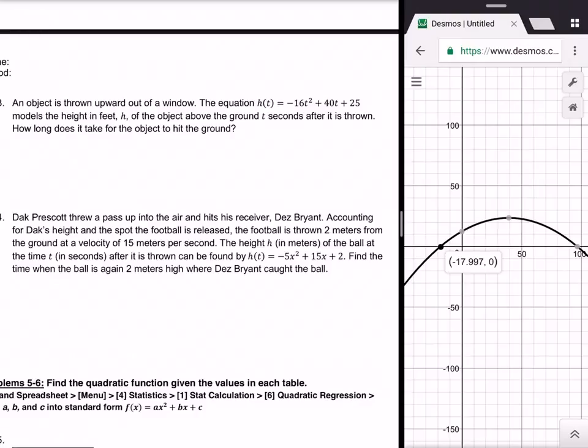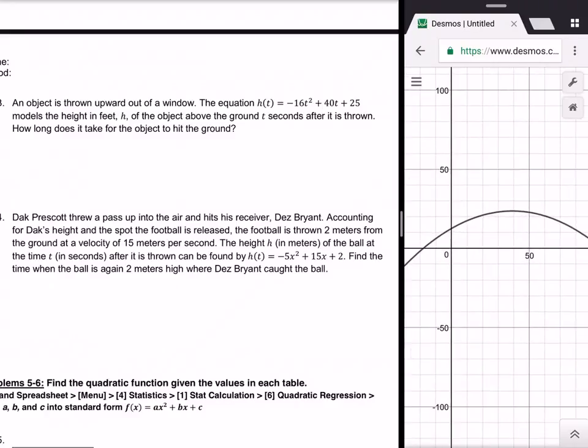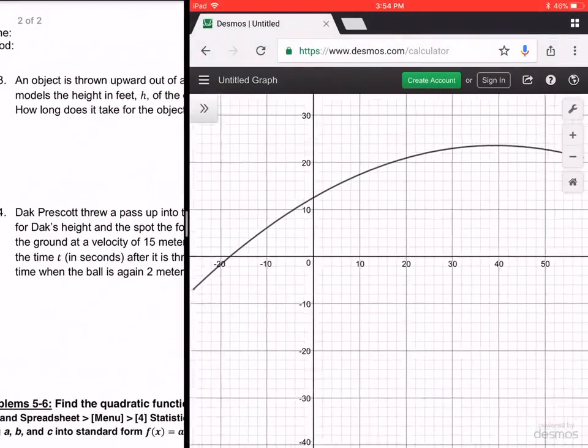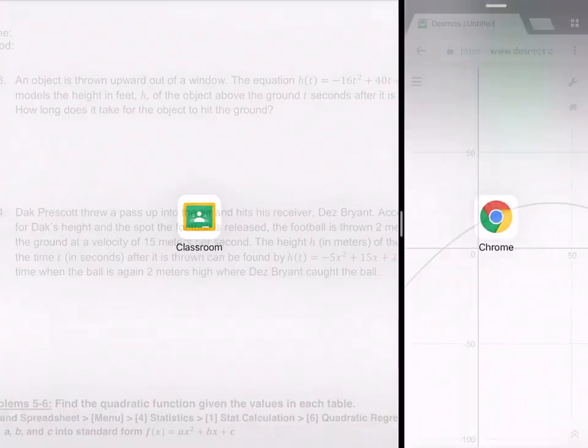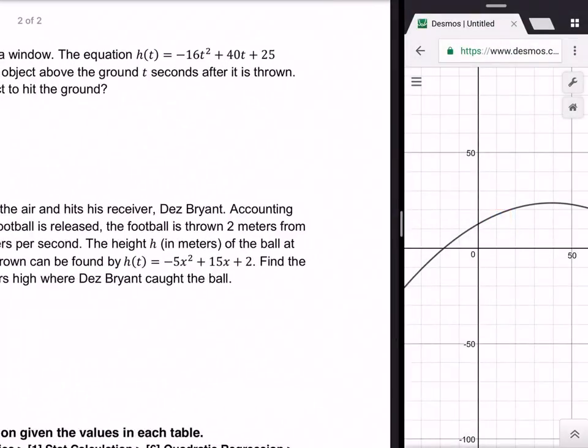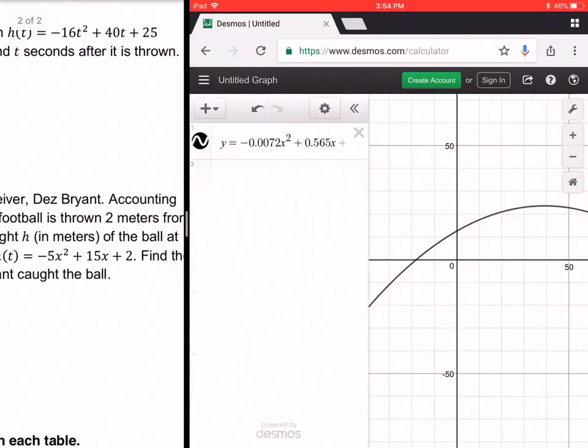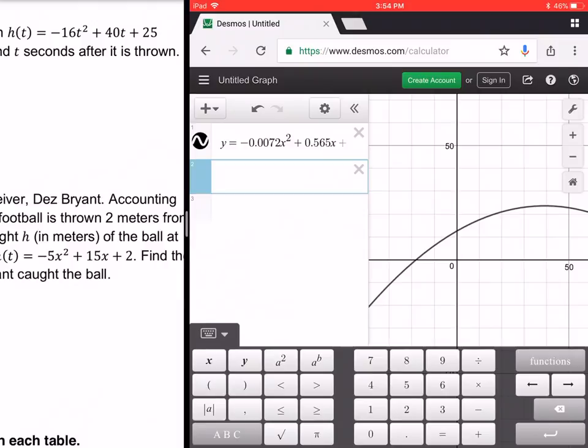Okay, so the football is thrown at 2 meters high. That means you don't want the 0, but you want where it can go 2 higher. So really, if you go to the graph when doing number 4, let me look at that equation again. If I put that equation in, let's give another equation here: negative 5x squared plus 15x plus 2, right?